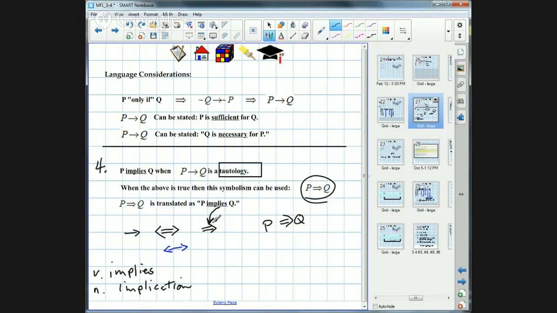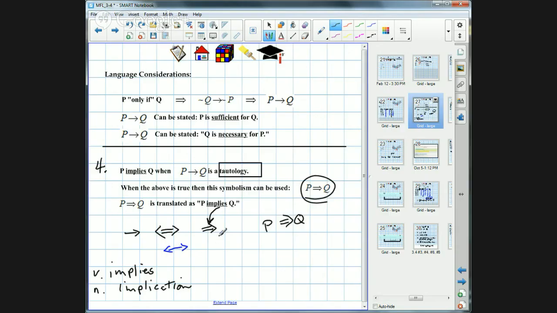And this is the new one tonight. The equal sign with an arrow only pointing to the right. And that stands for implies. And the only time you can use it is when the first statement, if the first statement, then the second statement turns out to be a tautology. So let me show you an example of that.